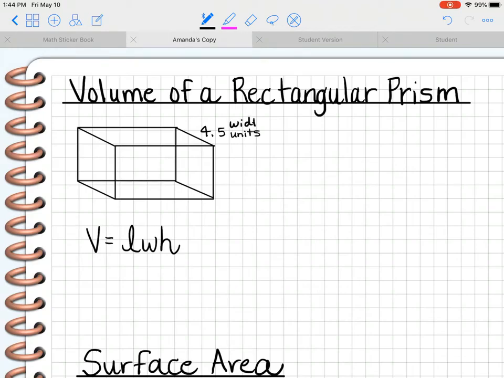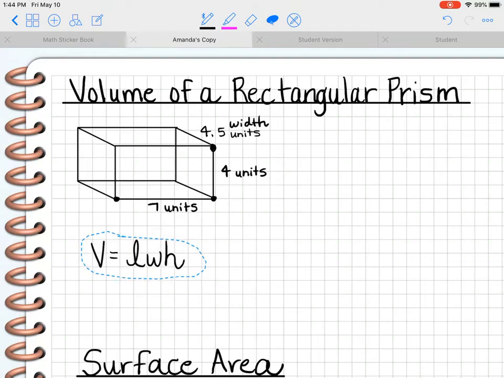So this is your width. And let's count the height. So that is 4 units tall. And then from here to here, 1, 2, 3, 4, 5, 6, 7. It's really about 7 1/4, but let's just call it 7 for the ease of doing simple numbers. And I cannot promise you that this is to scale. I just guesstimated based on what it looked like to me.